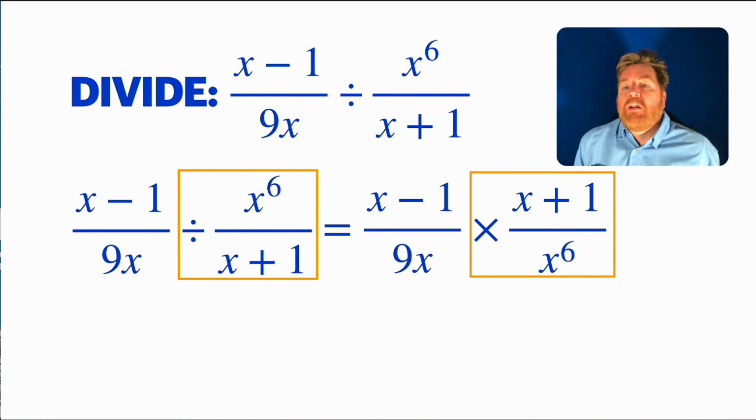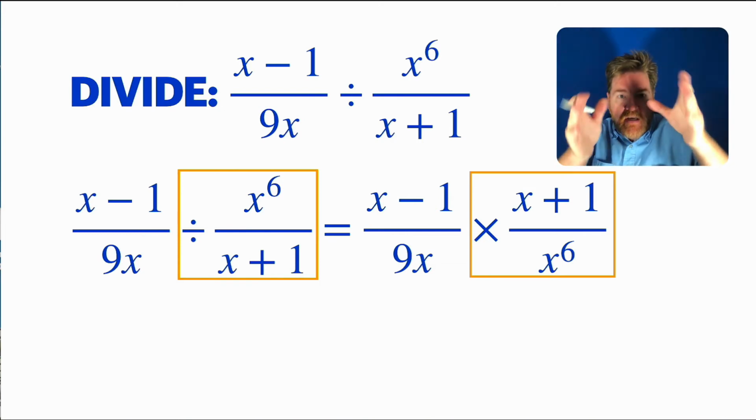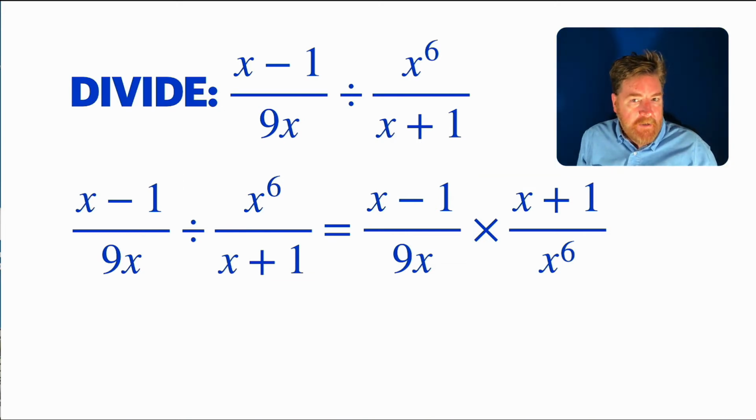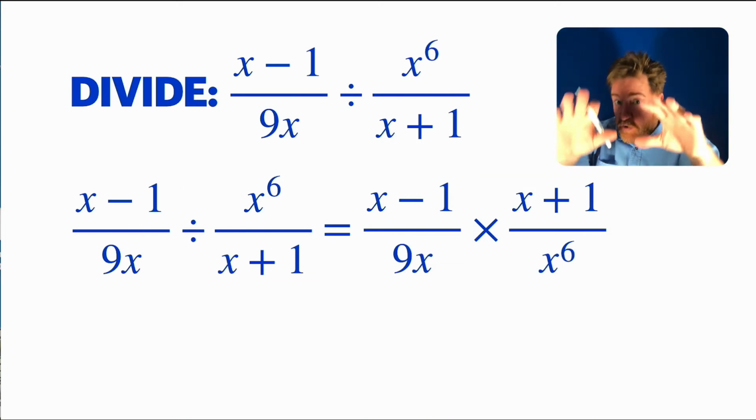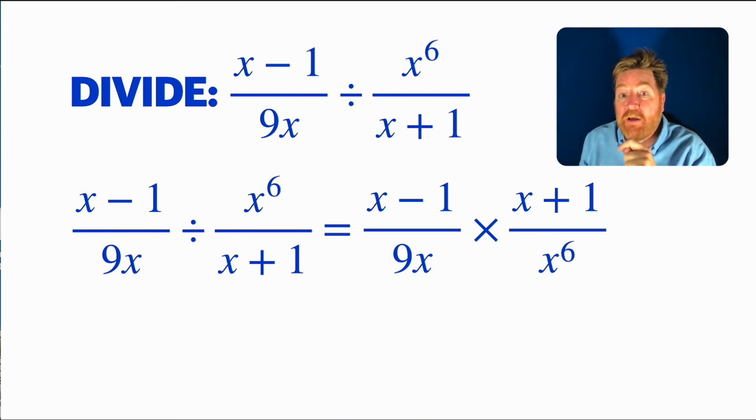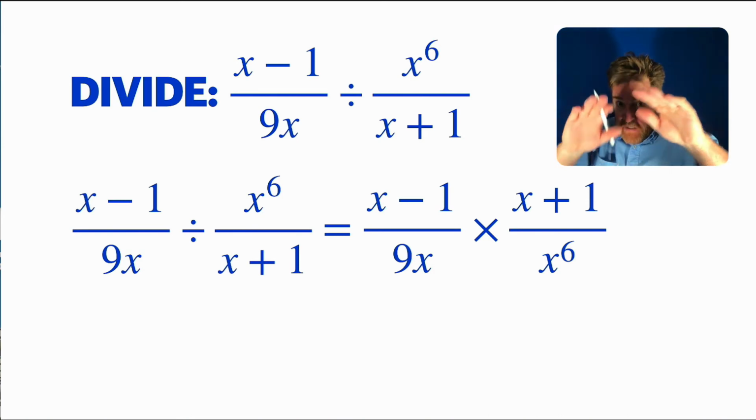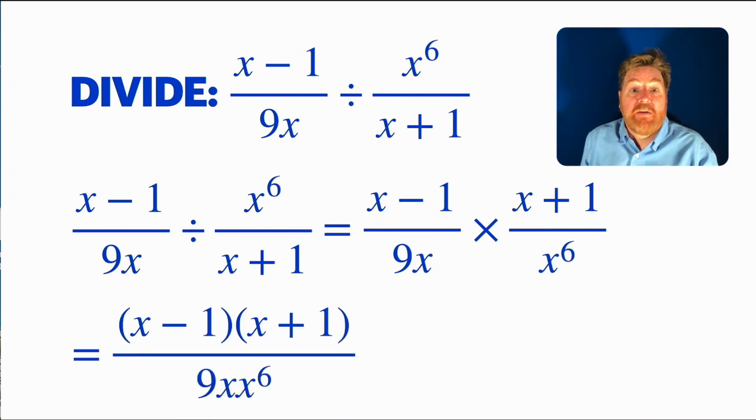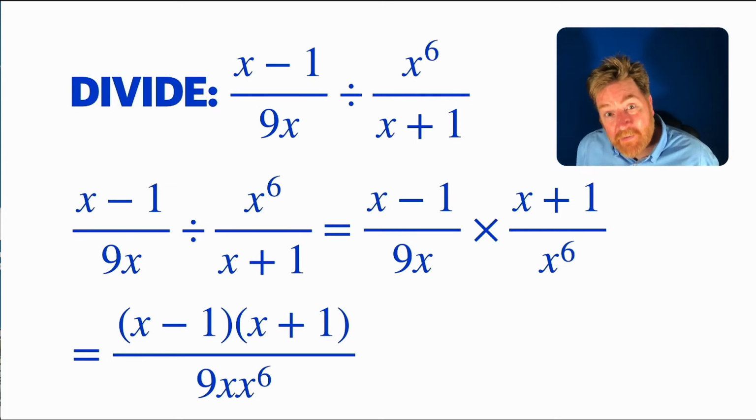And again, let's take a little bit of time to notice we've got x minus 1 times x plus 1, those quantities up in the top. So when we put them together, let's be careful to put the set of parentheses around them. All right? And the denominator just straight across. 9x times x to the 6th is 9x, x to the 6th.